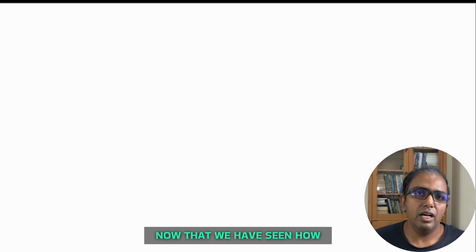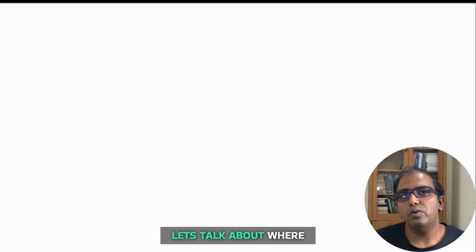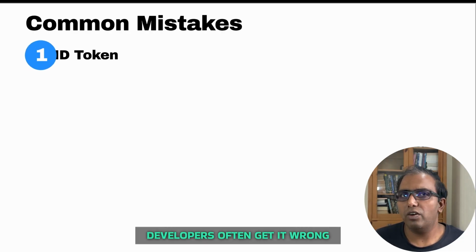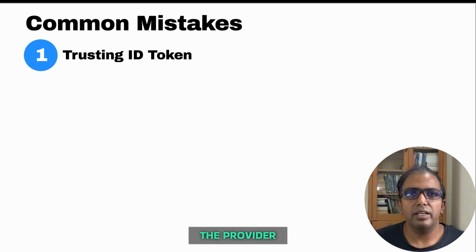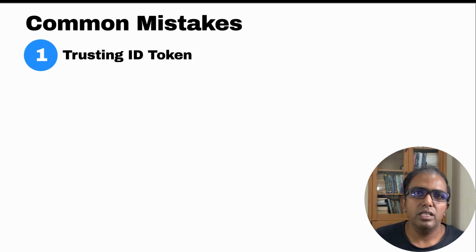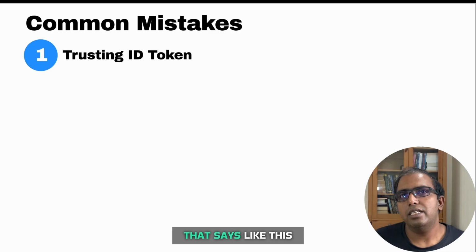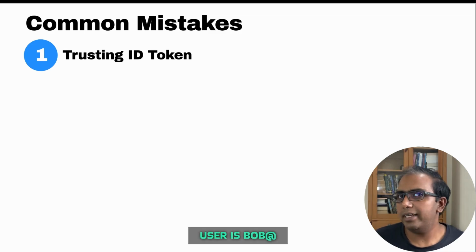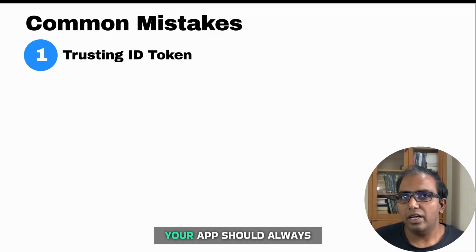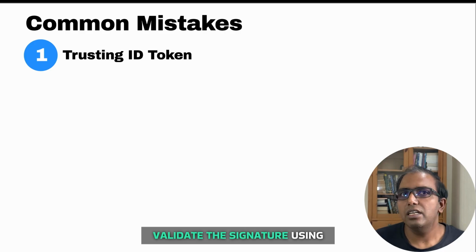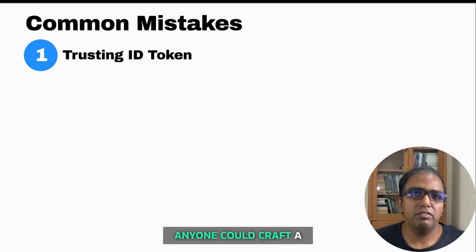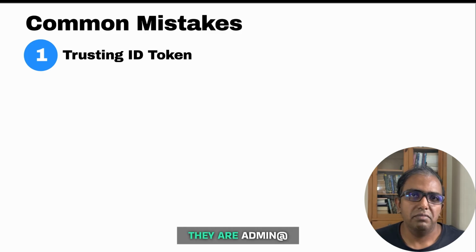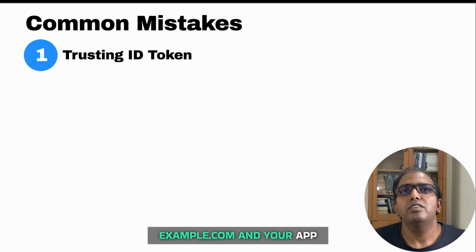Now that we have seen how the flow works, let's talk about where developers often get it wrong. The first mistake is they just trust the ID tokens they get back from the provider. Remember, an ID token is a signed JWT that says something like this user is bob@example.com verified by Google. Your app should always validate the signature using the public keys provided using the JWKS URI. If you skip this, anyone could craft a fake ID token saying they are admin@example.com and your app would accept it.